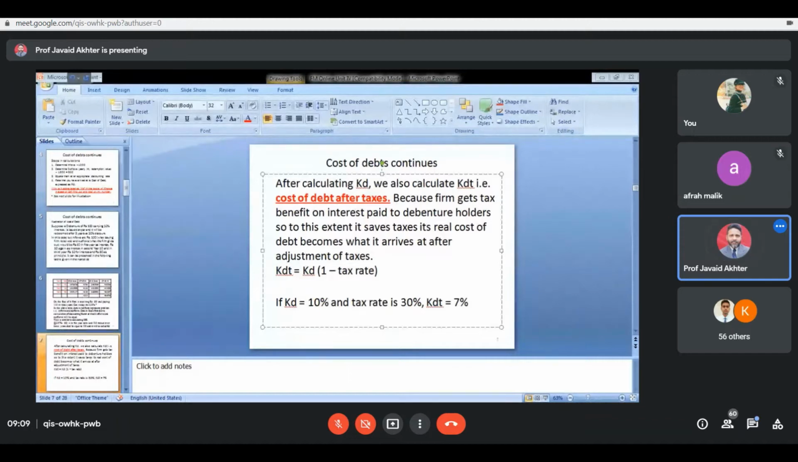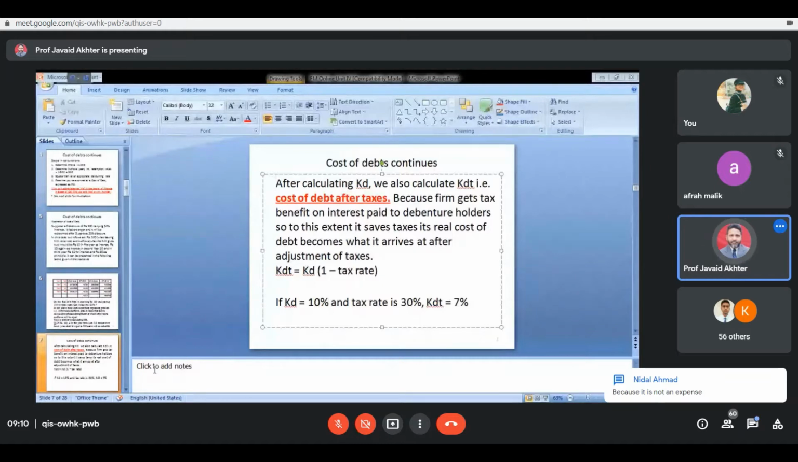Yes. It will get tax benefit if debenture is redeemed at premium. Okay. All right. Continue writing, and I'll proceed to the next one.